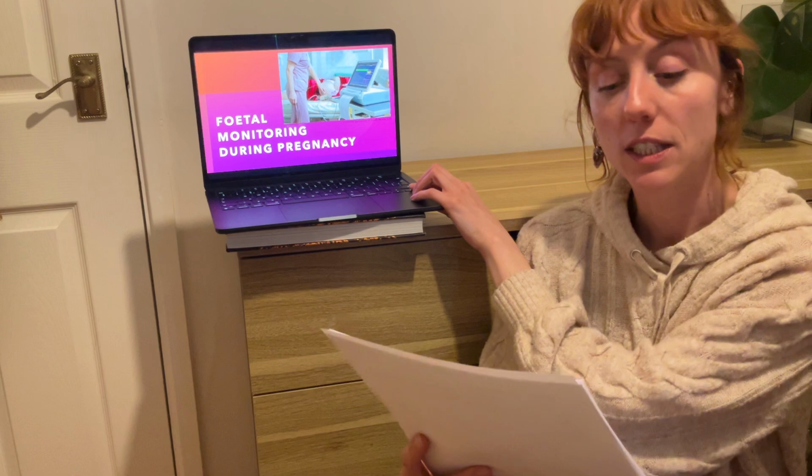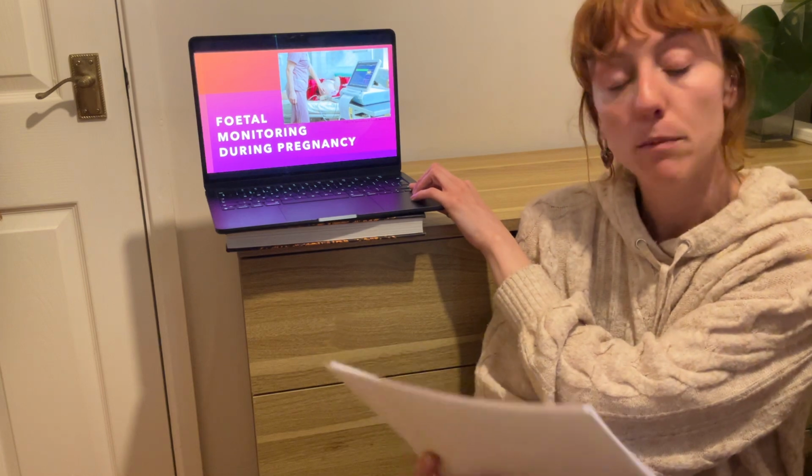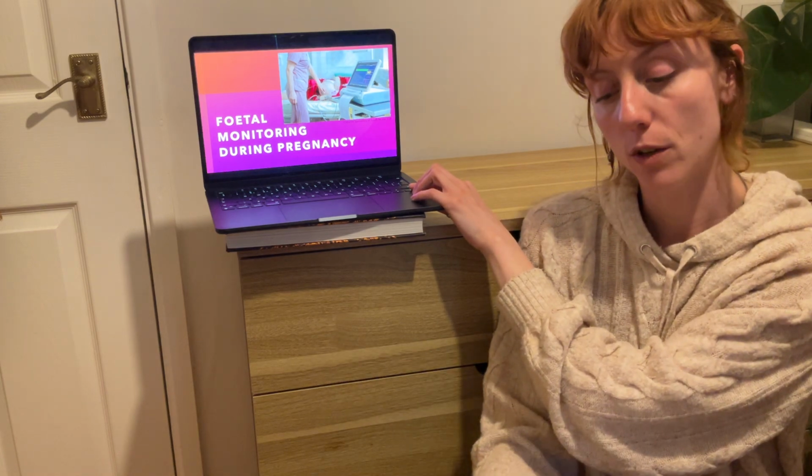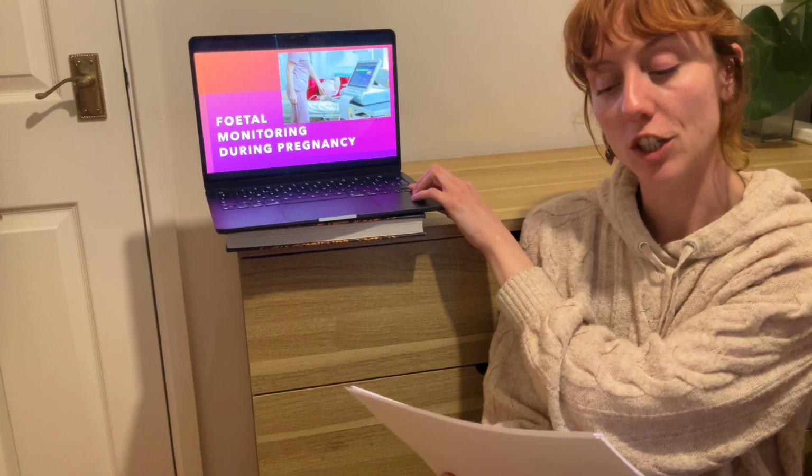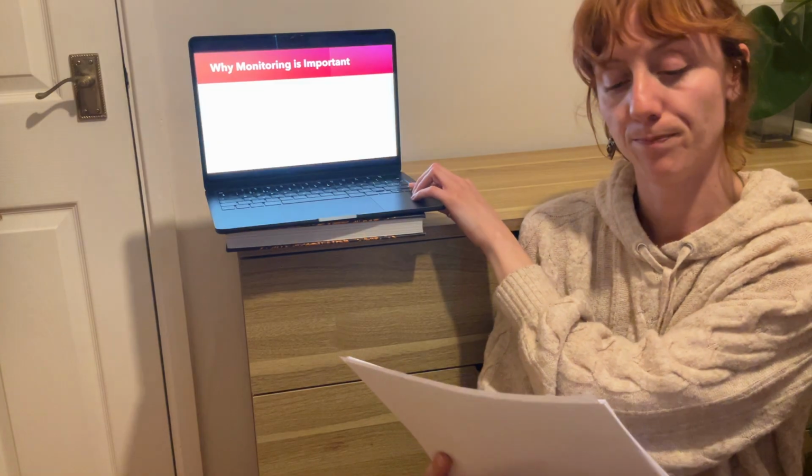In this section, I will explore and explain the different ways imaging is used to monitor the health and development of the fetus during pregnancy. This includes ultrasound scanning, Doppler technology, and the measurement of fundal height.